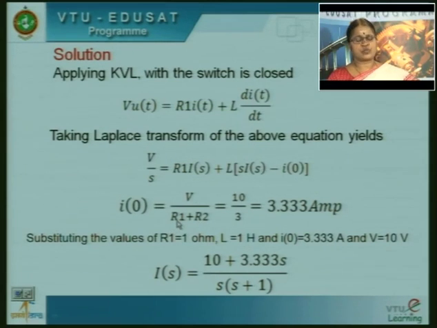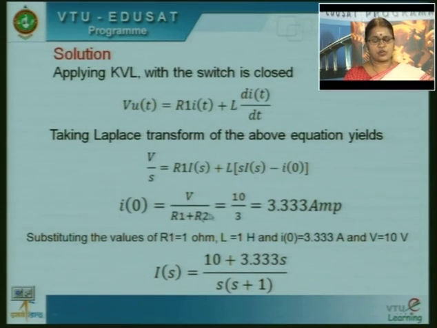R1 value is given as 1 ohm, R2 value is given as 2 ohms, and V value is given as 10 volts. So, I at 0 minus, which is also equal to I at 0 plus, is 10 by 3, which is equal to 3.333 amperes. So, now we have evaluated the initial value of current.